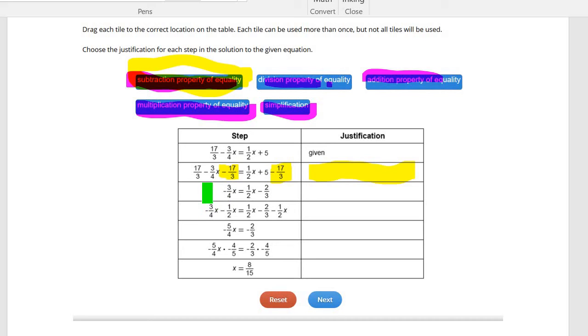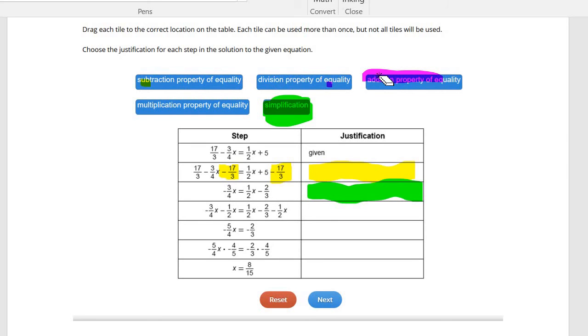Next, we look over here, right? So what happened is they simplified, they cleaned it up because 17 over 3 minus 17 over 3 cancels out, and we're just left with this. And over here, we subtracted 5 minus 17 over 3. So it's called simplification. So we're going to just move simplification into there, okay? So here's subtraction, it goes there, simplification in green, it goes there.